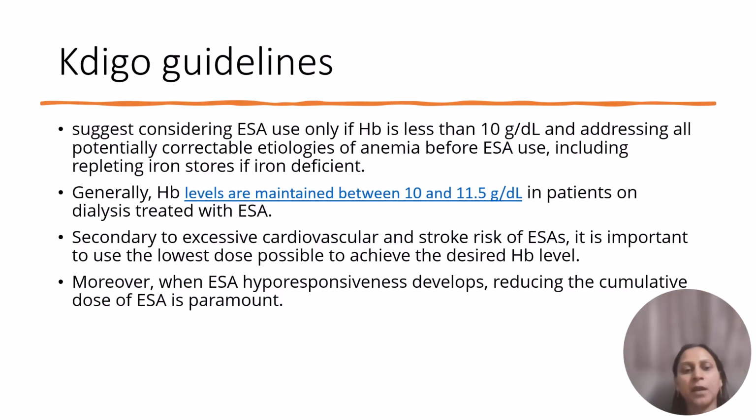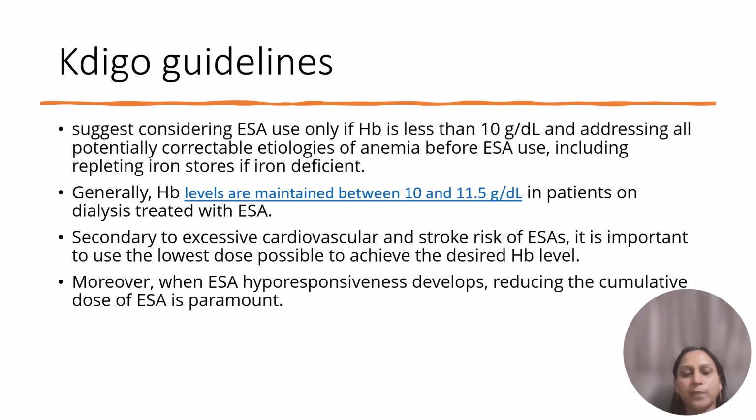It suggests considering ESA use only if hemoglobin is less than 10 grams per deciliter. But before that, you have to address all potentially correctable etiologies of anemia before ESA use, including repleting iron stores if iron deficient. The levels to be maintained are between 10 and 11.5 in patients on dialysis treated with ESA.